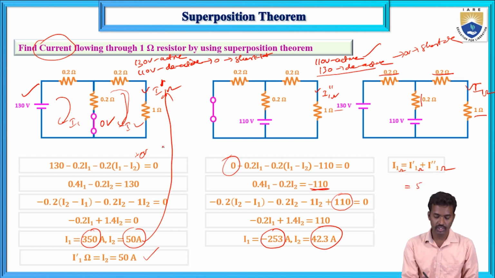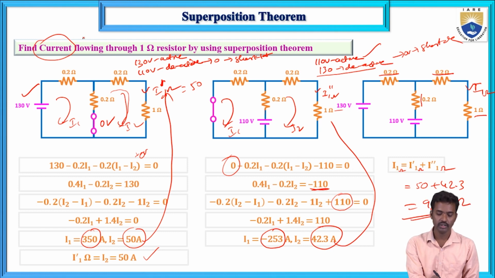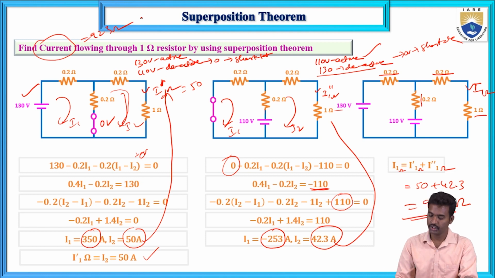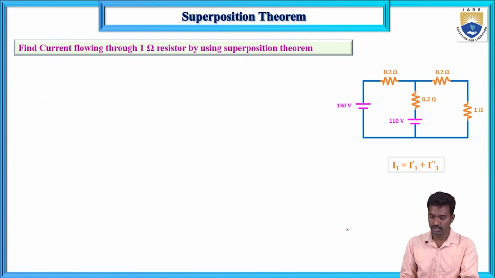Here this individual response I1 equals 50, and this individual response I2 equals 42.3. So 50 plus 42.3 equals 92.3. The current through the 1 ohm resistor equals 92.3 by using the superposition theorem. But for the verification part, we use mesh analysis.